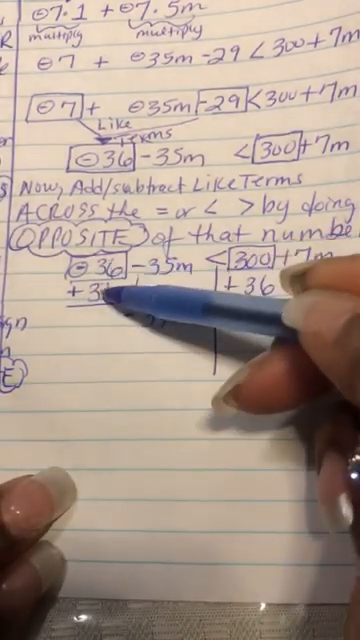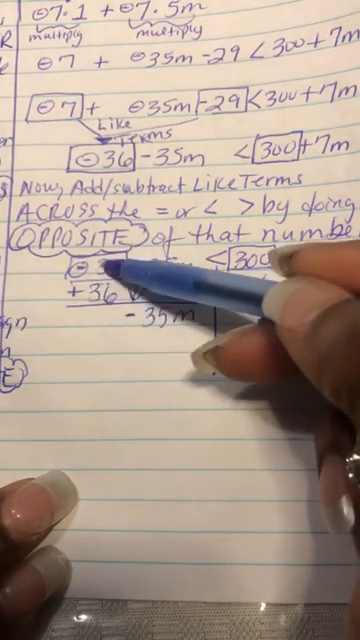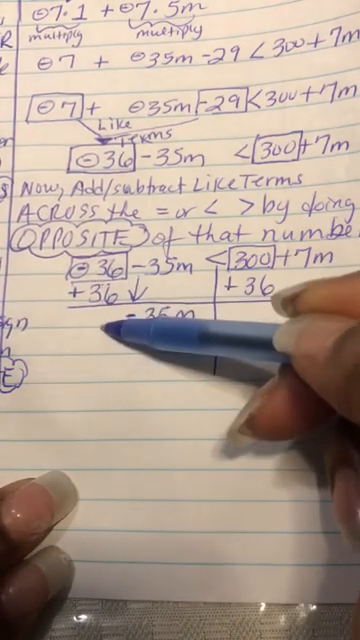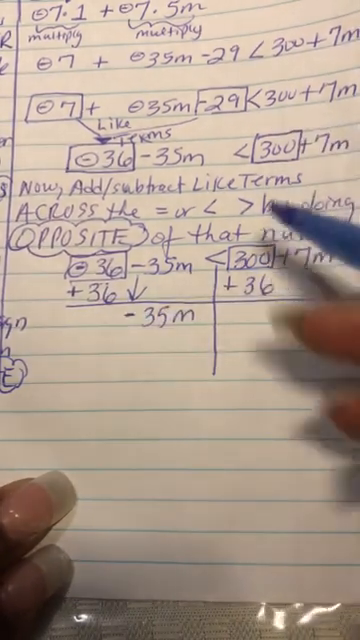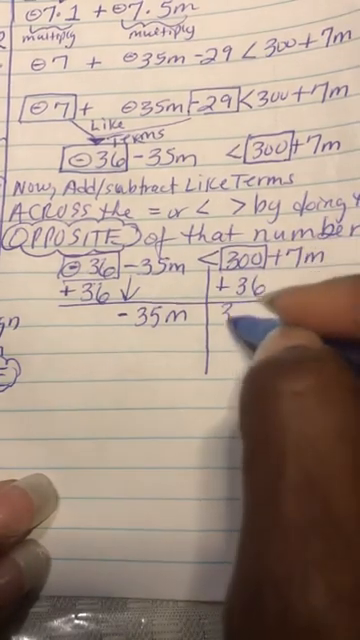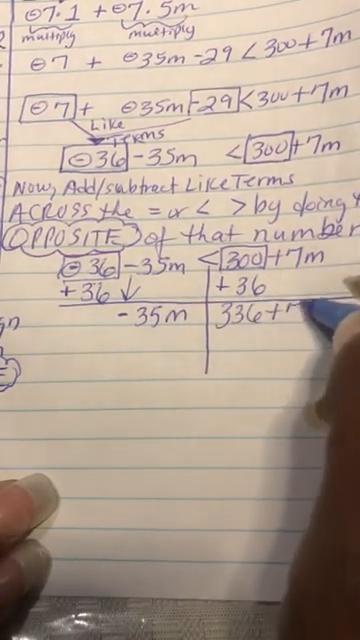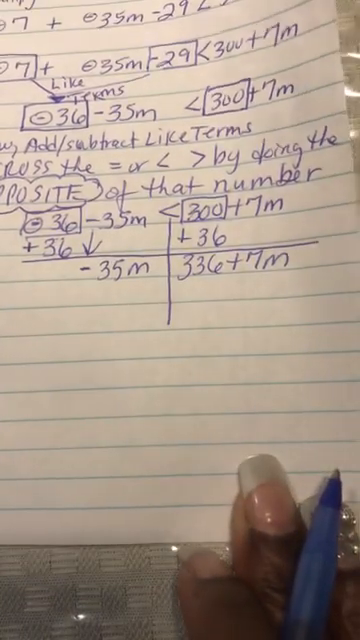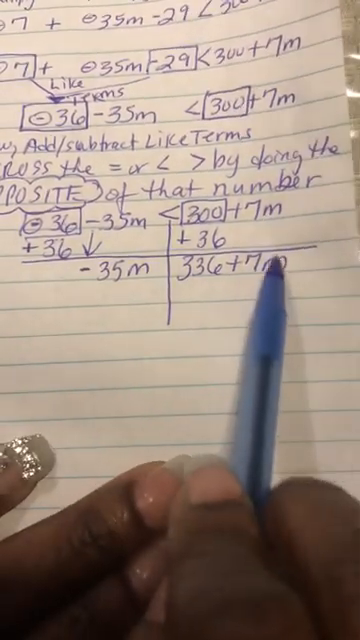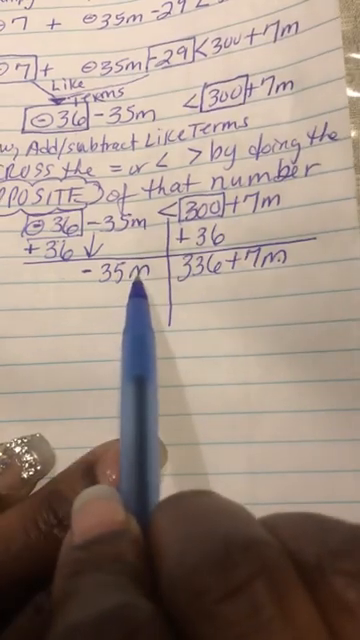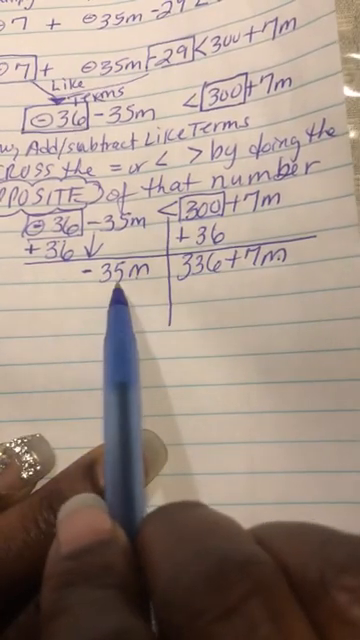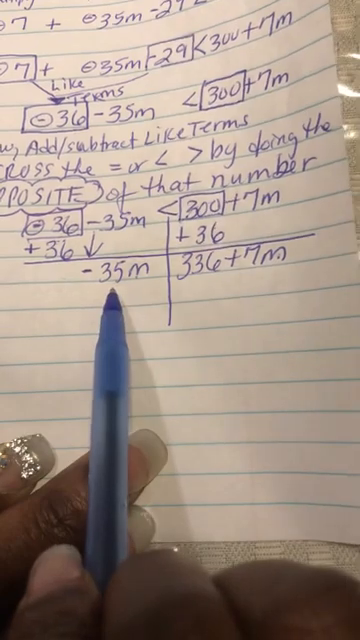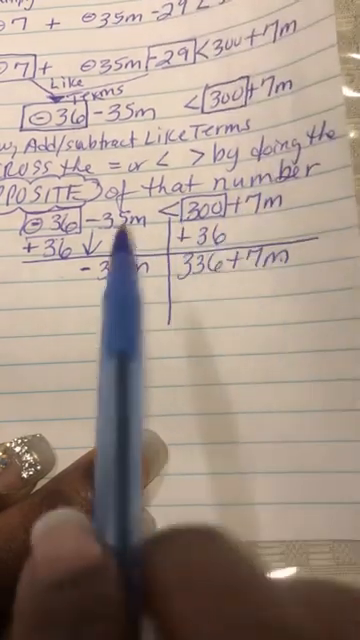I owe you $36. I have $36 to give you. That means I don't owe you anything. You don't have to put 0, you just leave it blank. 300 plus 36 is 336 plus 7m. Now I have a 7 with the m on this side that I need to move over here with the negative 35m, or I can move the negative 35m over here with the 7m.